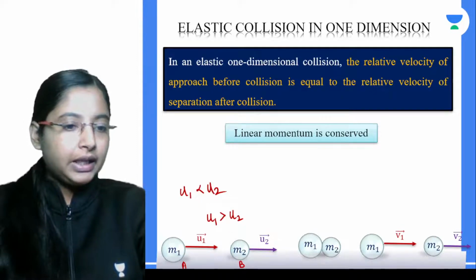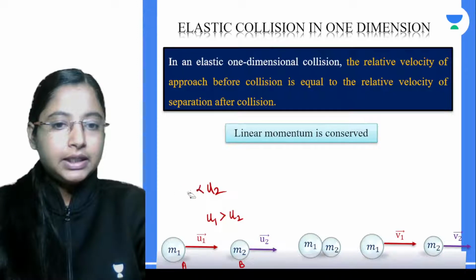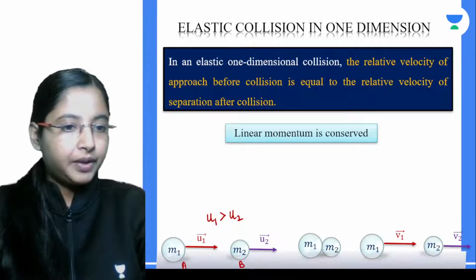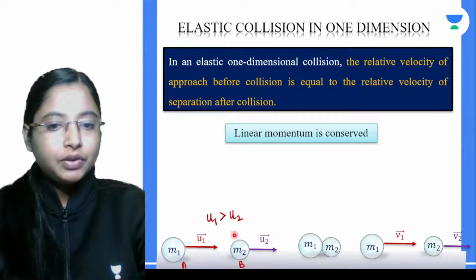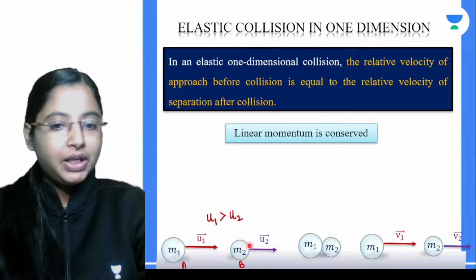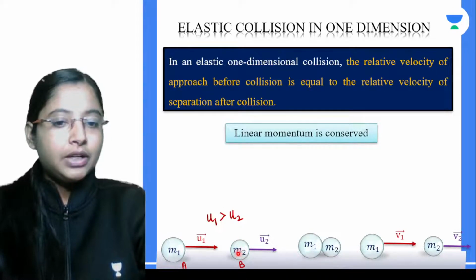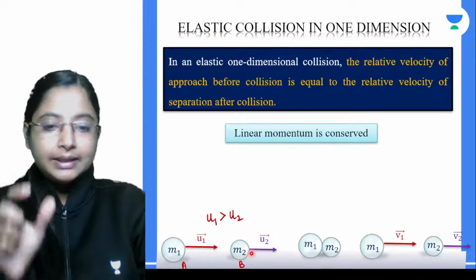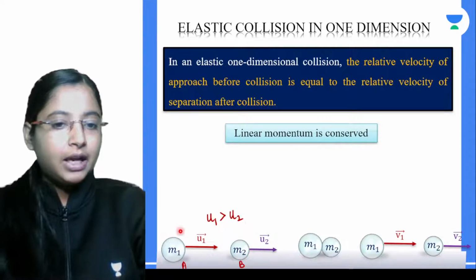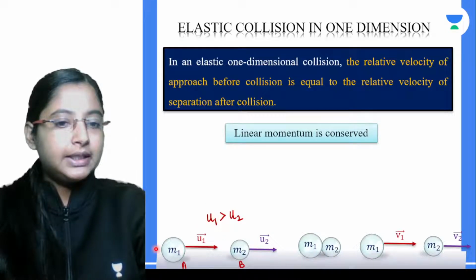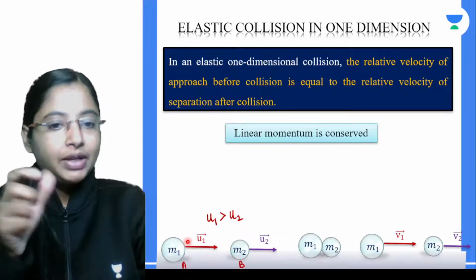Now if the distance covered by object 2, object B, for a given time is less, while for the other object the velocity is more, it means the distance that object covers for a given time is more.